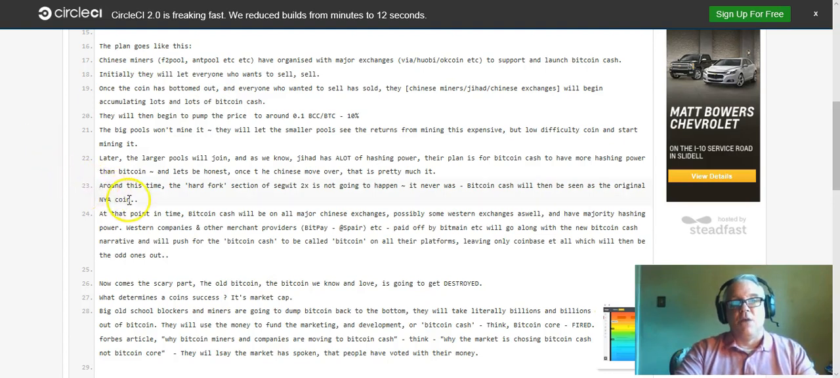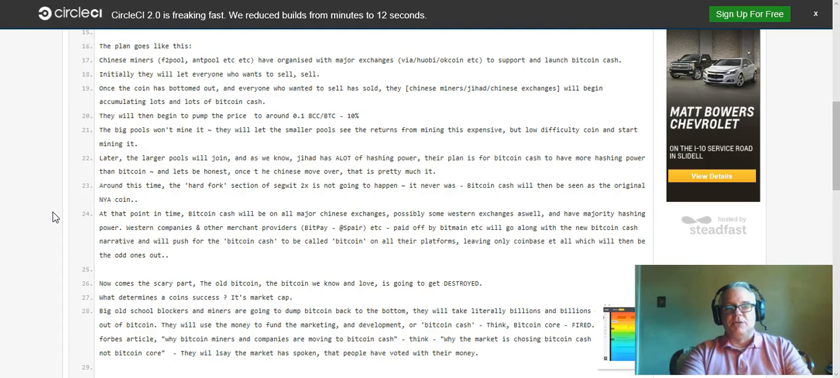And get this, around this time, what are they talking about right now? What's getting ready to happen? The hard fork section of Segwit two times. But he says it's not going to happen, and that it never was. Bitcoin Cash will then be seen as the original NYA coin. At that point in time, Bitcoin Cash will be on all major Chinese exchanges, possibly some Western exchanges. It's on all the exchanges, as far as I know, and have majority hashing power. Now, I don't know if Bitcoin Cash has the majority hashing power. That's something I'd have to check into. I am not sure about that, so I can't really comment on that part.